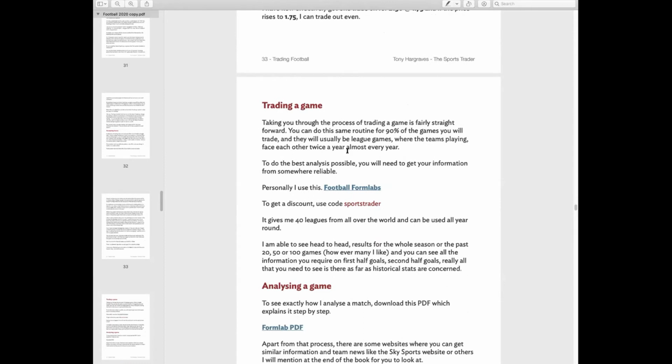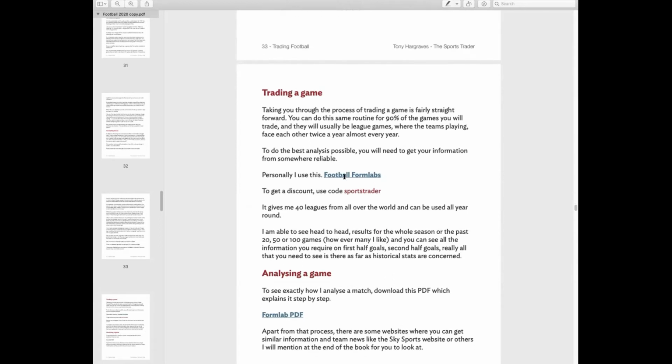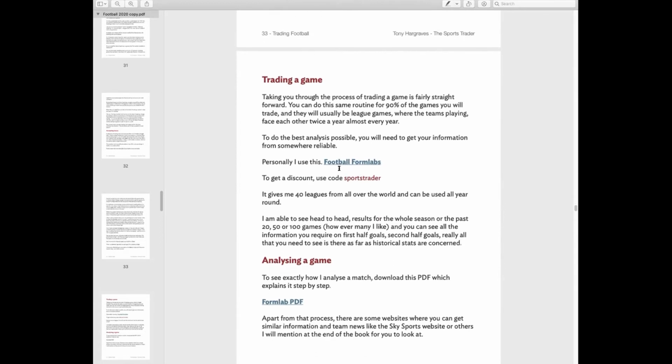So trading a game, just taking you through the process of trading a game, fairly straightforward. We do the same routine 90% of games, and they'll usually be league games where the teams playing face each other twice a year, every year.